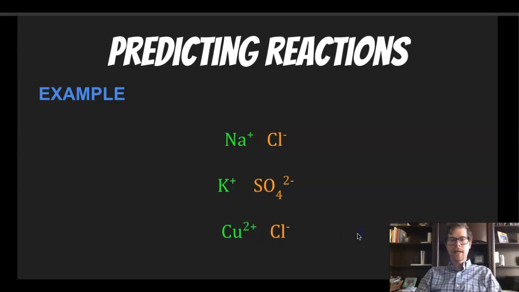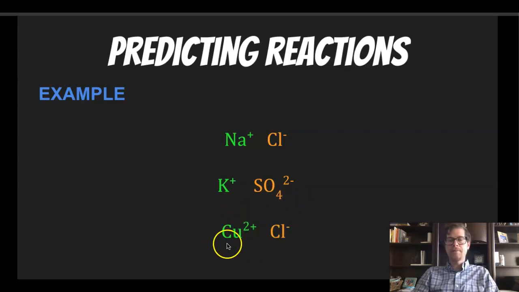So this is really what they kind of look like if we think of them as ions, right? We got a +1 sodium ion. We got a -1 chlorine ion. How do I know that? Periodic table. We got a +1 potassium ion. Know that from the periodic table. We got a -2 sulfate ion. Know that from my polyatomic ions list. We've got a -1 chlorine ion and a +2 copper ion.